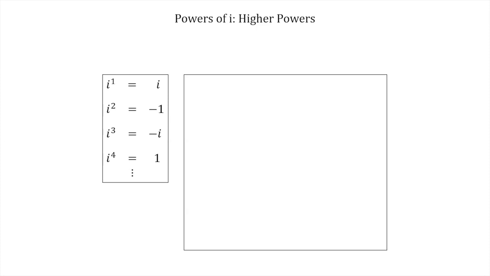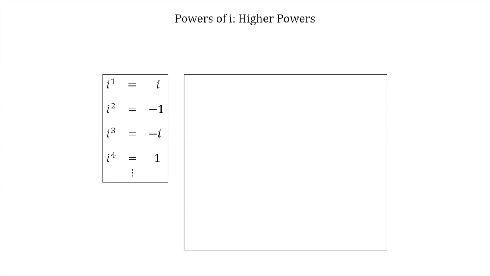So I've summed up the results from the previous video in this box here on the left. We said that i to the 1 was i, i squared was -1, i cubed was -i, and i to the 4 was equal to 1, and then if you continue, you just get back to where you started and go in this pattern forever. So i to the 5 is i, i to the 6 is -1, i to the 7 is -i, i to the 8 is 1, and so on. We saw this in the previous video, so if you want to understand why this is the case, you should watch that video.